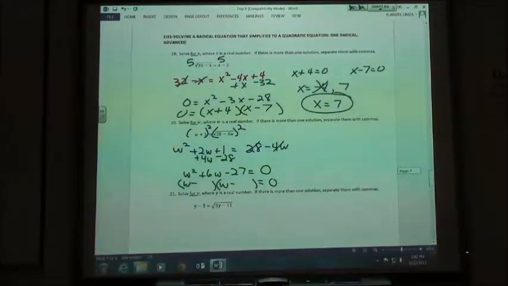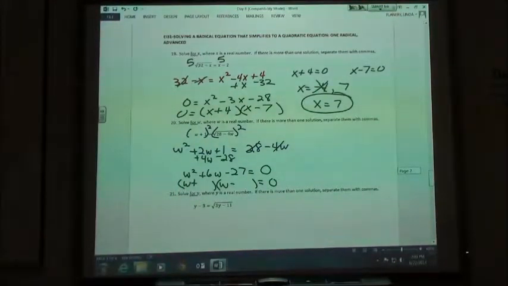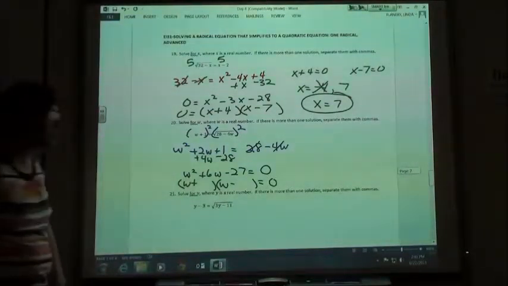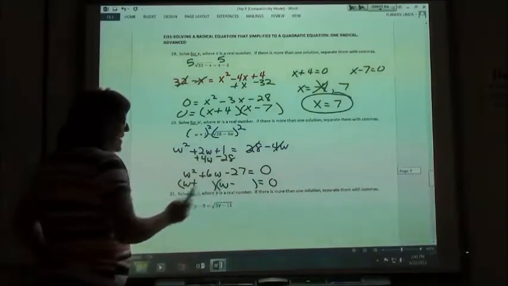Oh, wait a minute. Nope. The end is negative. I'm losing my mind here. Okay. The end is negative. I should have a positive and a negative. I was trying to figure out how I was going to add up to 6 with two negatives. It won't work that way, will it? But it will if I use the right signs.